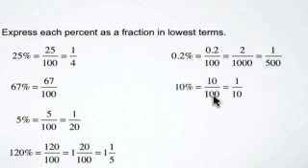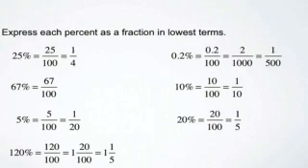10% is 10 over 100. Divide top and bottom by 10 to get 1 over 10 in lowest terms. 20% is 20 over 100. Divide top and bottom by 20 to end up with 1 over 5 in lowest terms.